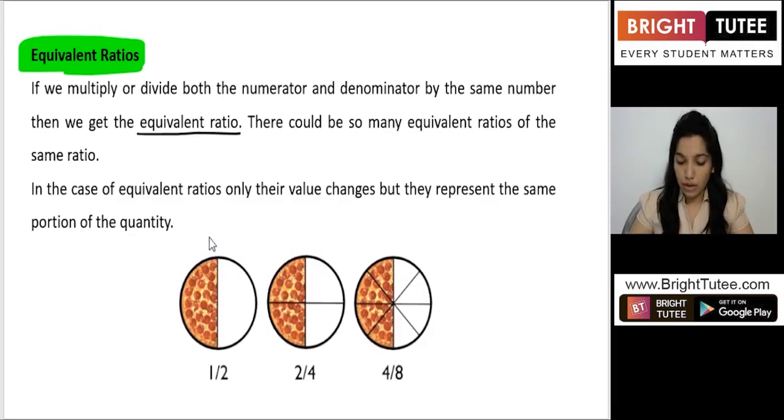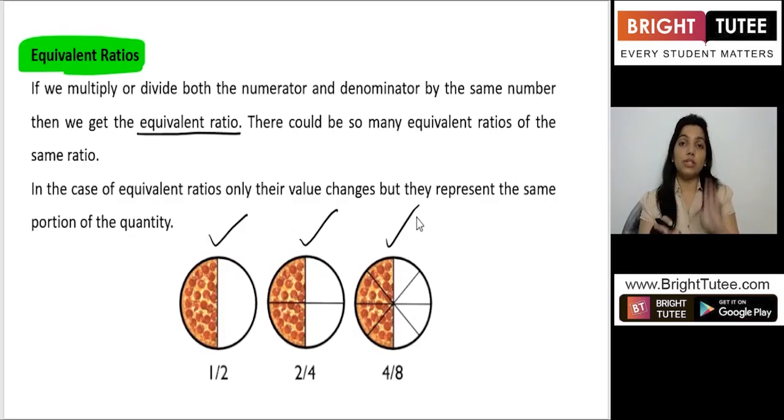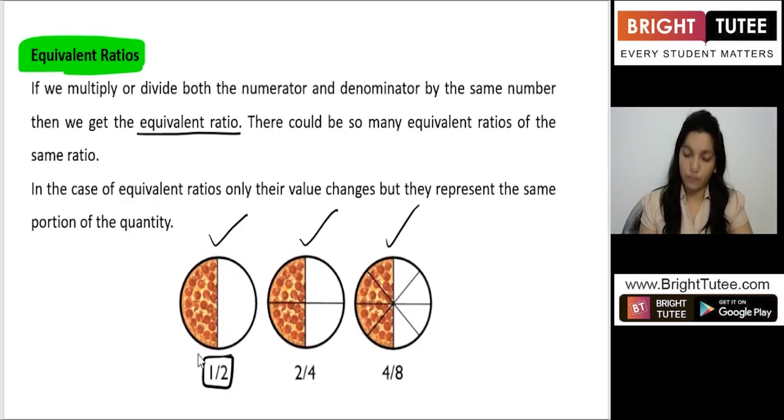In the first one, half of the shape, this particular circle, is shaded, right? In the second one also, clearly half of the shape is shaded. And in the third one also, half of the given shape is shaded. So clearly we can see that in all three images, half has been shaded, right? But in the first one, the fraction is written as 1 over 2, because one part is shaded out of two parts of the whole.